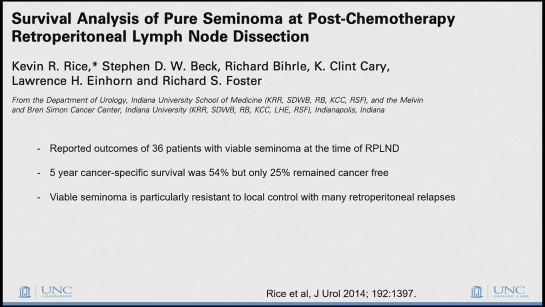And if you look at this paper out of the Indiana group, they looked at patients taken to surgery who had an RPLND and pure seminoma detected at the time of surgery. How did they do? This looked at 36 patients that had viable disease at the time of this post-chemotherapy surgery, and only 25% of them at 5 years remained cancer-free. So many of these patients are going to relapse, and you wonder how many patients we are actually curing with surgery off a PET scan. In particular, they wrote, seminoma was particularly resistant to local control, with many retroperitoneal relapses.